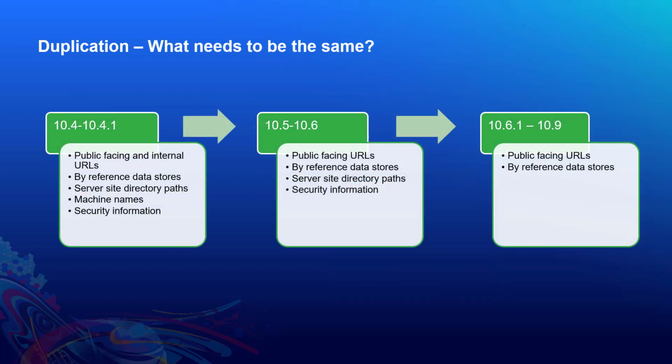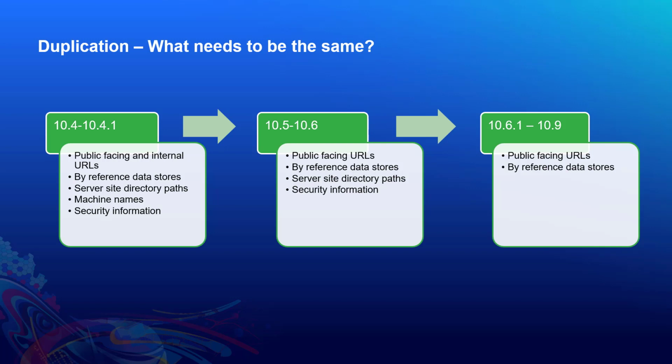Throughout each release, we've been reducing the requirements to run the tool in order to restore to the same machine or different machines. For example, when the tool was first introduced at 10.4 and 10.4.1, everything had to be the same: public-facing and internal URLs, the by-reference data stores, the server site directory paths, machine names, and security information. All of this had to be exactly the same as where you wanted to restore the backup.